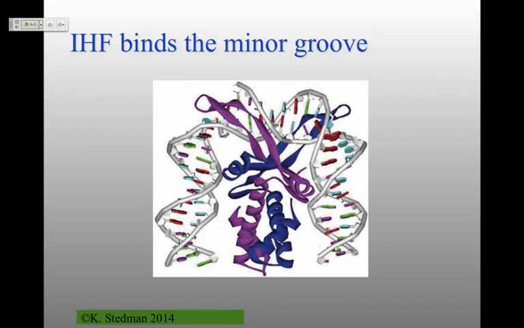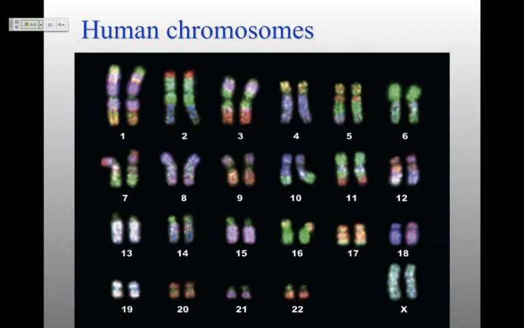Now switch gears and talk a little bit about human chromosomes. This is one of my favorite images of the human chromosomes, basically showing binding of fluorescent nucleotides. And so this is a hybridization assay. All these different sequences are going to have different colors, and you can identify all of the chromosomes relative to each other.